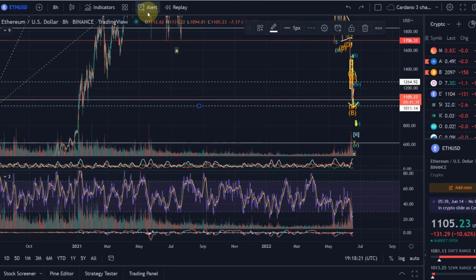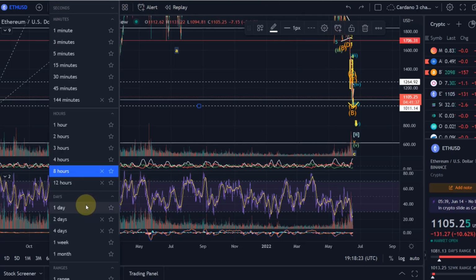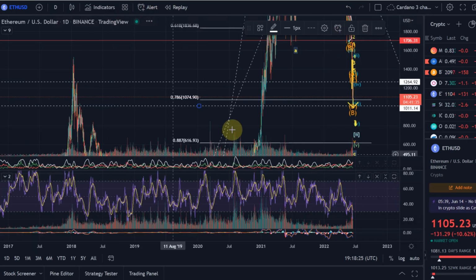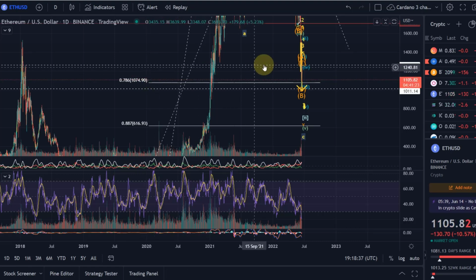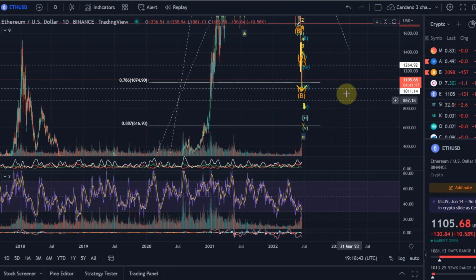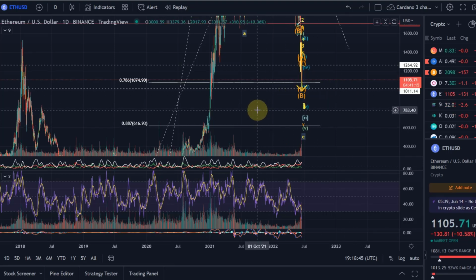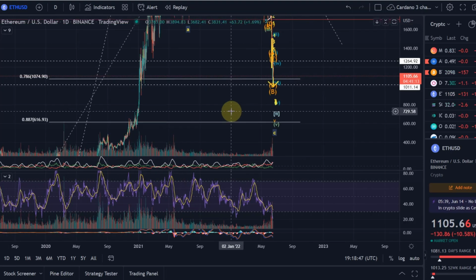And of course, it's not confirmed that we get there, but we're talking here about the 88.7% Fibonacci retracement level, which is at $616. At the moment, we are still above the 78.6, which is at 1075. But if you lose that and we lose the $1,000, then I think it is very likely that we're going to see the 88.7% Fib level. It is at least within the scope of possibilities.